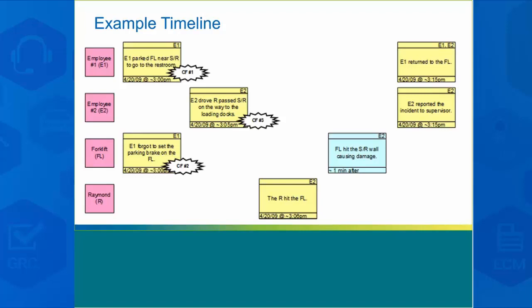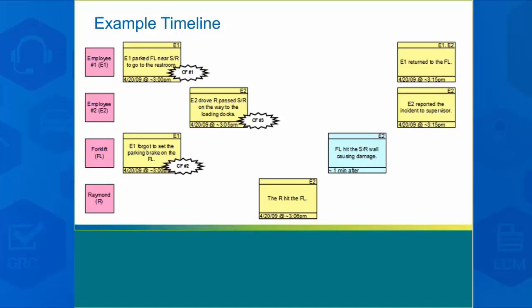So essentially, if you look at this timeline, employee 1 parked the forklift near the storage rack to go to the restroom. Employee 1 told us that. It happened on April 20th, 2009, about 3 p.m. The forklift's condition at that time was that employee 1 forgot to set the parking brake on the forklift, okay? Again, same date, same time, employee 1 told us that.